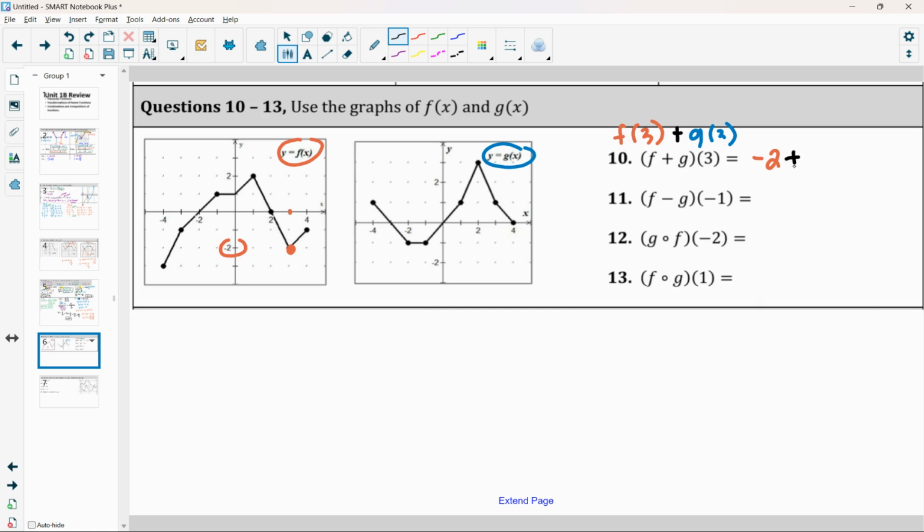And then we're going to add g of 3. So we go to the g function and again look at x equals 3. So here's x equals 3. Your function is here at 1. So g of 3 is 1. We'll add those together and we get negative 1.